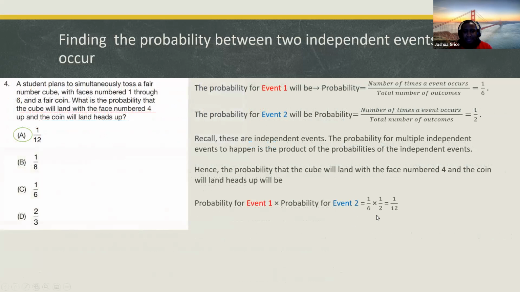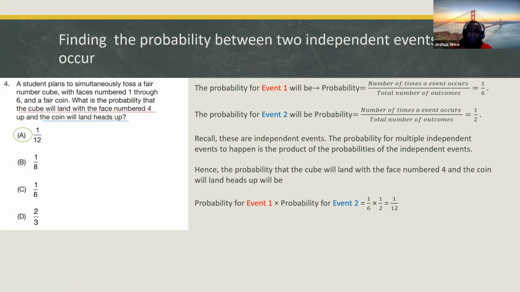So the probability of event 1 here is, notice the word fair is used. When you look at this term, fair, what it means is that no number is repeated. So a fair cube means no number can be repeated, so every number must occur one time. And similarly, for a fair coin, heads must appear once and tails must appear once. But there's a total of 6 outcomes. So when we find the probability of event 1, it's going to be 1 out of 6 for it to land on the number 4, because 4 only appears once, but there's a total of 6 outcomes.